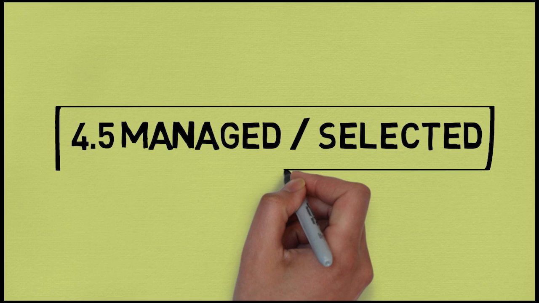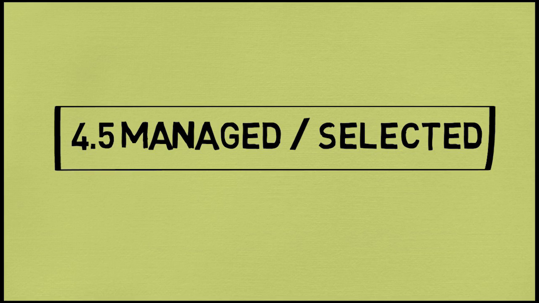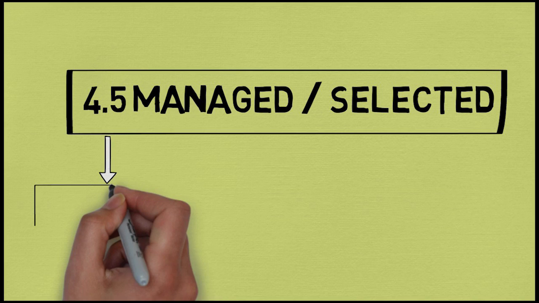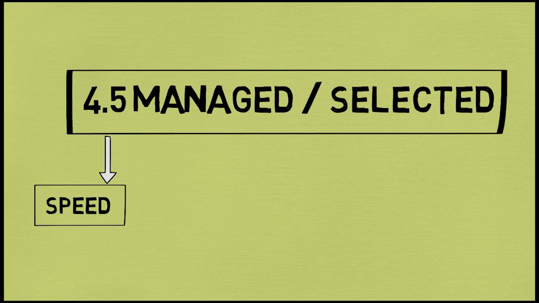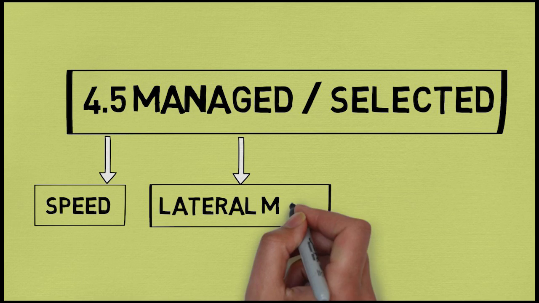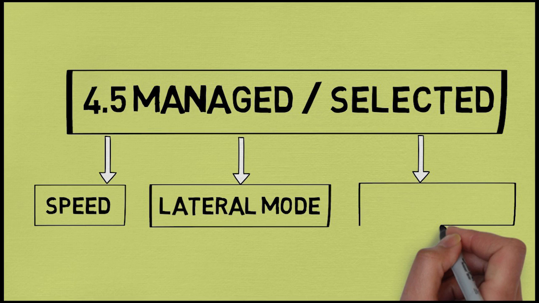So, are you a managed or selected type of guy or girl? Let's look at this concept further, as it plays a big role in how we conduct our approaches. First of all, what do we manage or select? Well, three things. First, the speed. Second, the lateral mode. And third, the vertical mode.